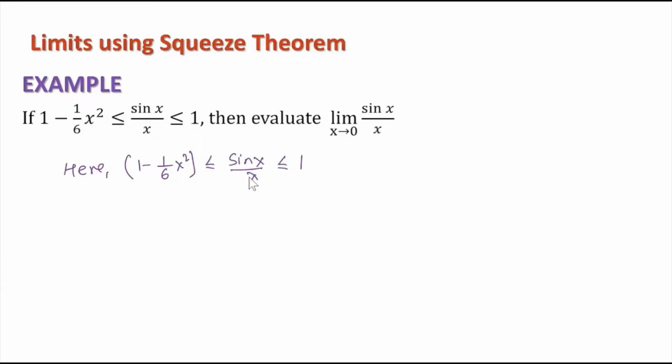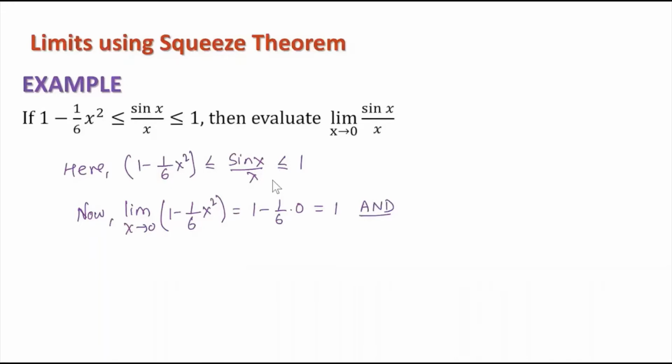So since this function is squeezed between these two, we are going to find the limit of the smallest function and the limit of the largest function. Let's try that. Now, the limit as x approaches 0 of the function on the left, 1 minus 1/6 x squared. This is a polynomial function. You can find this limit by direct substitution. So it will be 1 minus 1/6 of, if you plug in 0, 0 squared is 0. So 1 minus 1/6 of 0, 1/6 times 0 is 0. 1 minus 0 is 1. So that is the limit on the left.